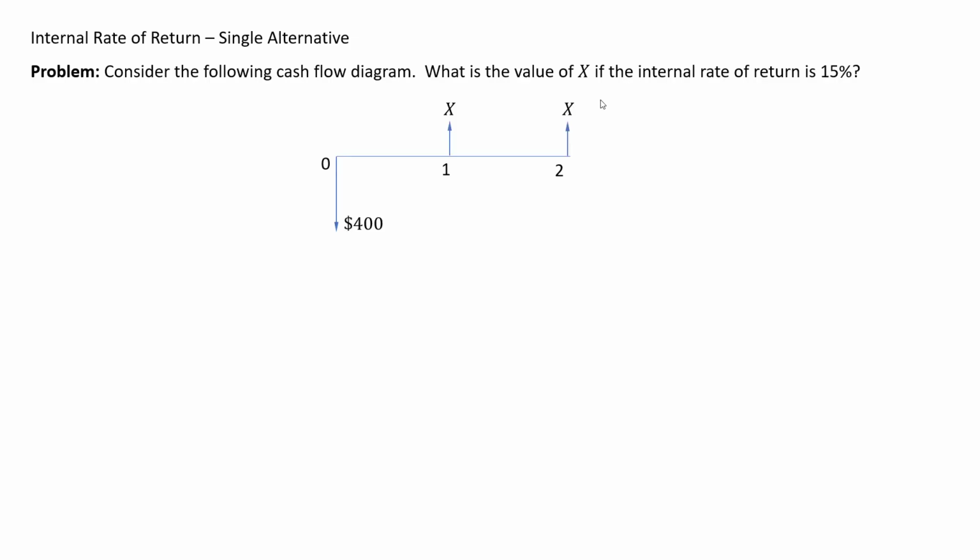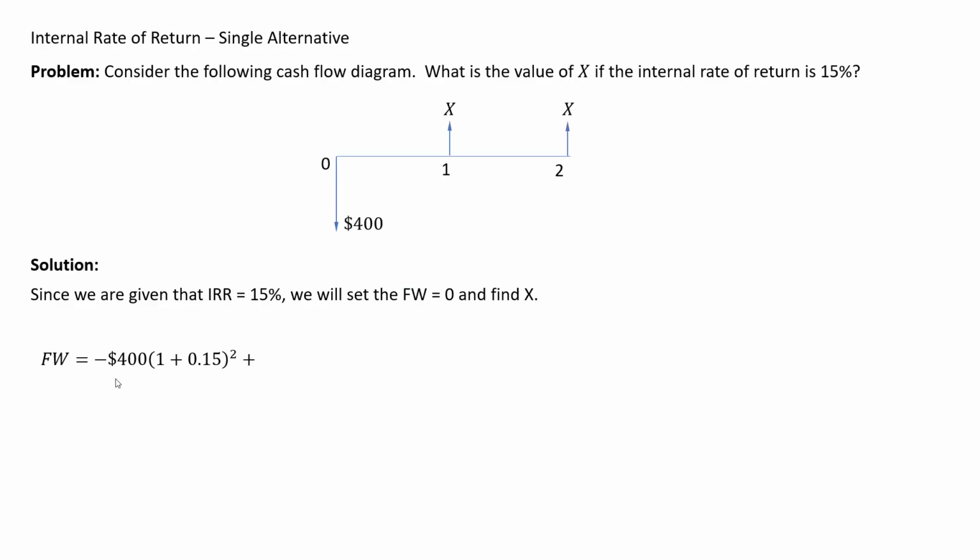So for a single alternative, let's consider the following cash flow diagram. What's the value of X if the internal rate of return is 15%? So you mean for what value of X, at an interest rate of 15%, the present worth of this whole cash flow would be zero, or equivalently, the future worth of all of this cash flow is zero. Yes, that's the whole idea. Since we are given that IRR is 15%, we will set the future worth equal to zero and find X.